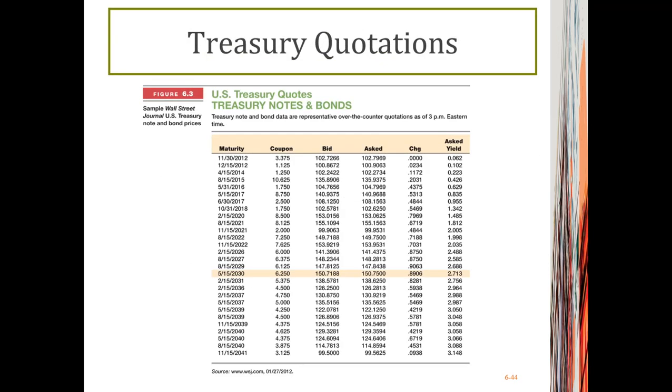Now let's take a look at a U.S. Treasury notes and bonds price quotation. And this is from Wall Street Journal. And there are 6 columns for many different U.S. Treasury notes and bonds. And the first column showed you the maturity date. For example, the first one will mature in November 30th of year 2012. And the last one will mature on November 15th of year 2041.